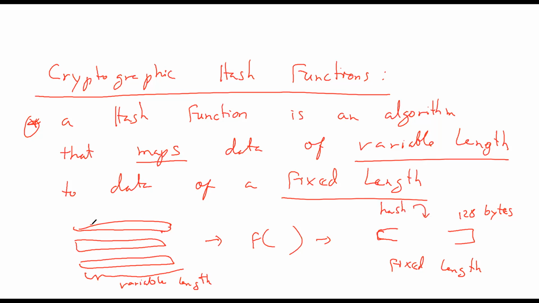And then this is anything. For instance, this could be your entire 20 gig VM, or any file in the file system. All of these, you need to convert from variable length into a hash of fixed length. And so that's the definition of this.